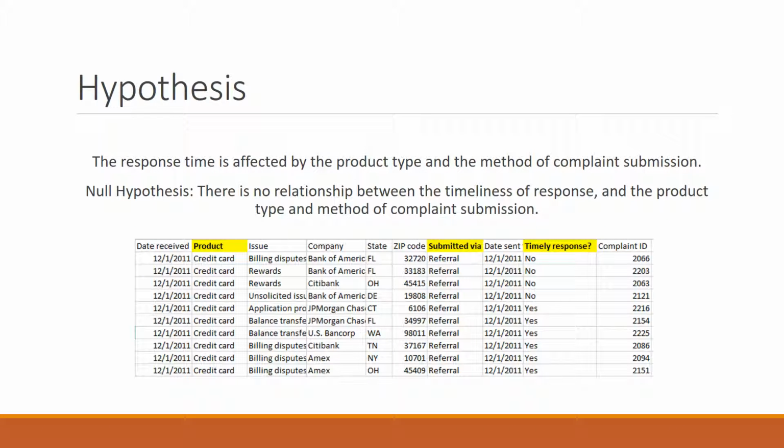My hypothesis is that the response time is affected by product type and method of submission. Since the variables are categorical, we'll be using logistic regression to determine if there is a relationship or not. The null hypothesis is that there is no relationship between the variables.